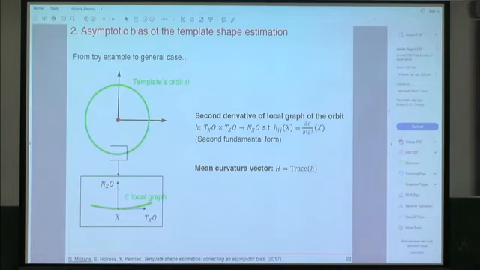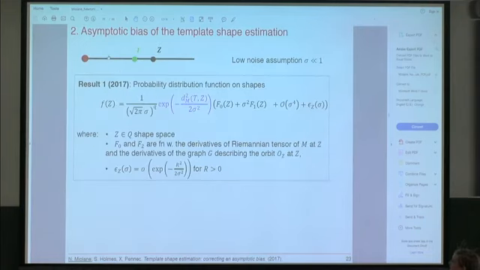The zeroth order of the Taylor expansion is 0 because you go through x, and the first order is 0 too because you're tangent. So this is really what will lead the next Taylor expansion. If you take the trace of this tensor, you get what's called the mean curvature vector. And this is the first step of the result for computing the asymptotic bias.